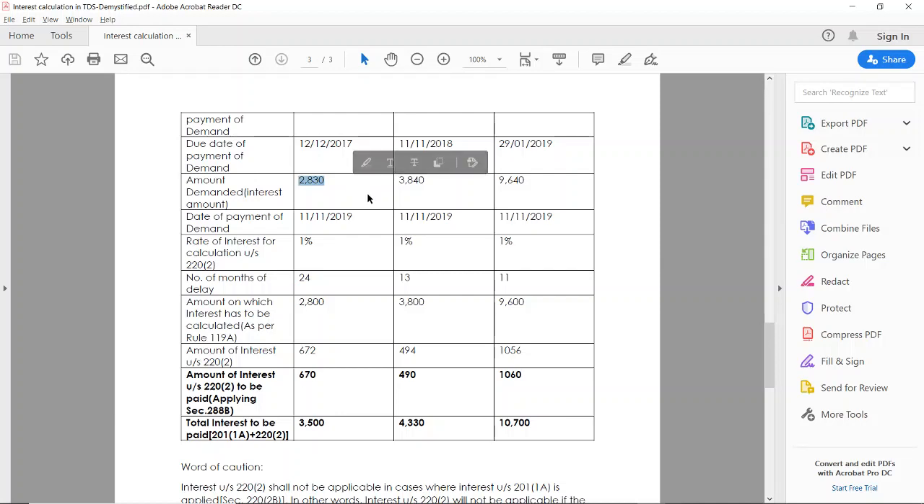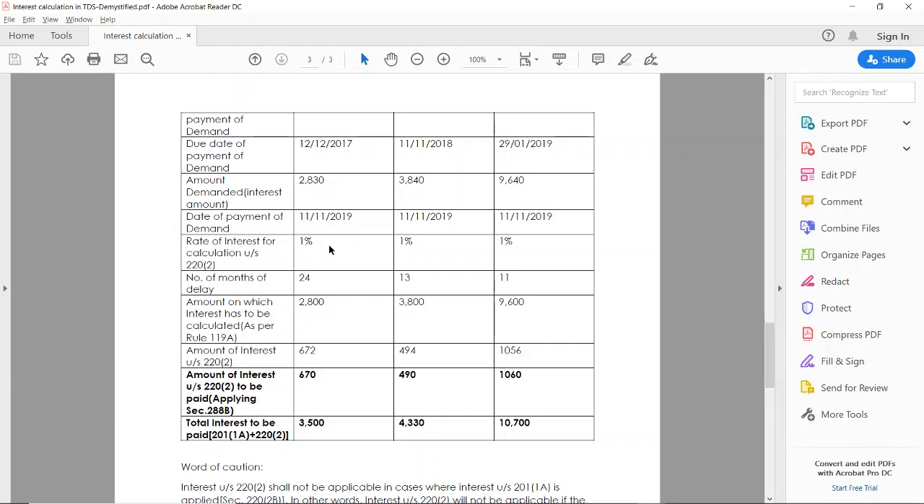So the amount demanded is the interest amount on the date of payment, which we have calculated above. This is 2830 in scenario 1, 3840 and 9640. Now, this SSE has slept on the demand. He has neither corrected the TDS returns nor paid the demand. Now he has realized and he has paid the demand on 11th November 2019. So from 2017 to 2019, there is almost 2 years delay in scenario 1. The number of months of delay would be calculated from December 2017 to November 2019.